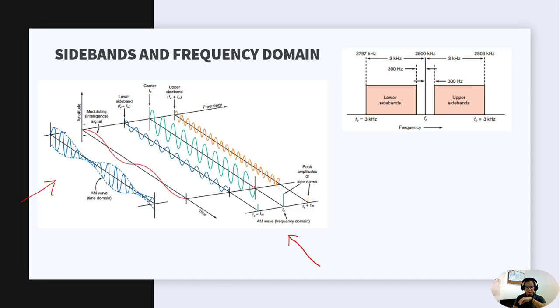If we will put this in a graph, it will look like this. Ito si FC. So in this example, it is at 2,800 kilohertz. And then, ang modulating frequency kasi dito, sa example niya ay 3 kilohertz. So, ang gagawin lang natin dyan to get the frequency of the upper sideband, we're just gonna add the modulating frequency. So, add tayo ng 3 kilohertz, then it will be at 2,803 kilohertz. The lower sideband is at 2,800 minus 3. So, it will be at 2,797 kilohertz.